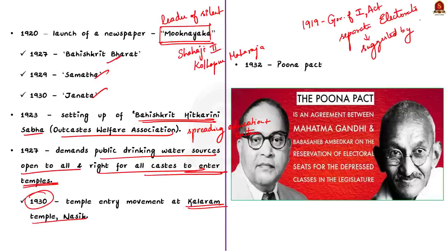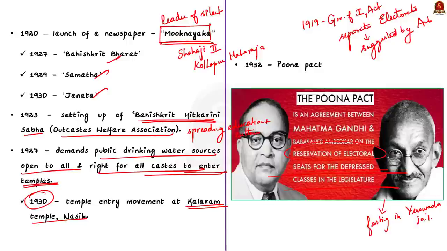And Gandhiji fasted while he was in the Yerawada Central Jail of Pune. And this resulted in the Pune Pact. So after the Pune Pact, Gandhiji ended his fast and Ambedkar dropped his demand for a separate electorate. Instead, a certain number of seats were reserved specifically for the depressed classes. And this is the Pune Pact. And these are some of the social contributions of Ambedkar.